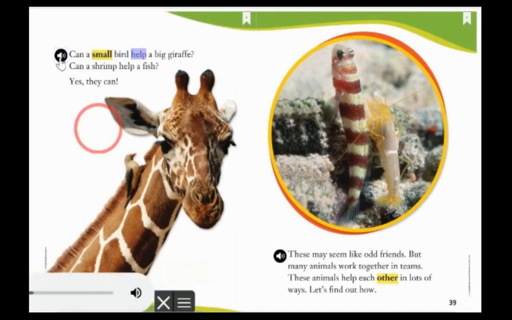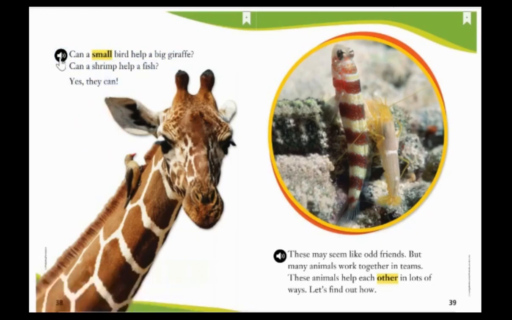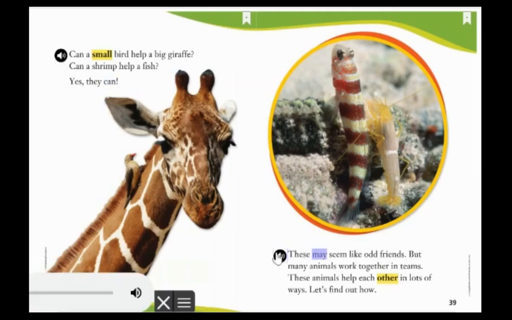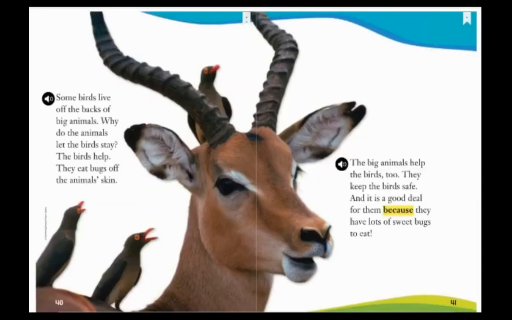Can a small bird help a big giraffe? Can a shrimp help a fish? Yes, they can. These may seem like odd friends, but many animals work together in teams. These animals help each other in lots of ways. Let's find out how.